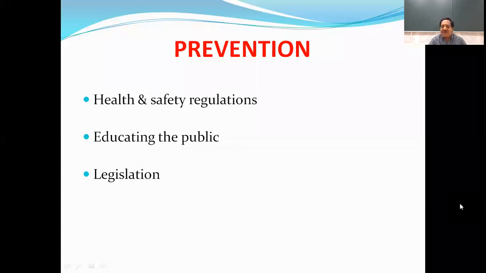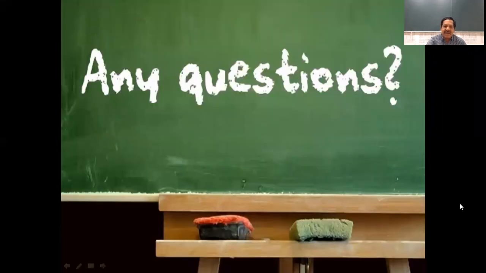So in the West, almost every hot water geyser is fixed at 60 degrees Celsius. And legislation. These are a few methods to prevent burns. Basically, 99% of burns are preventable, either accidental or intentional, if you have good health and safety regulations, educating the public, and some legislation. Now, any questions, you can type in the box.